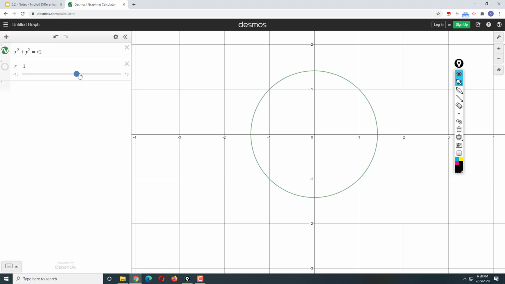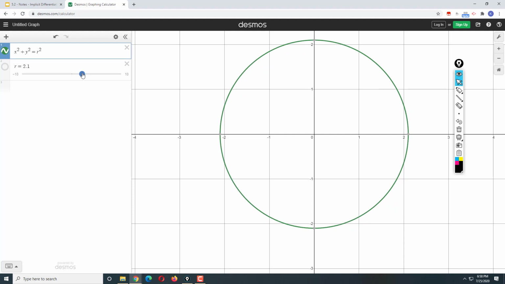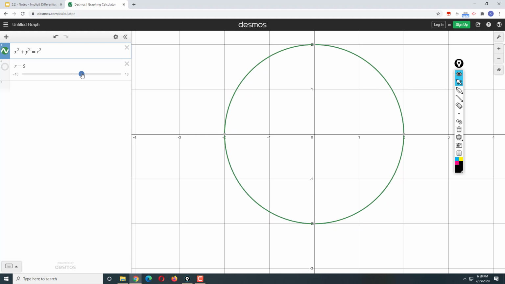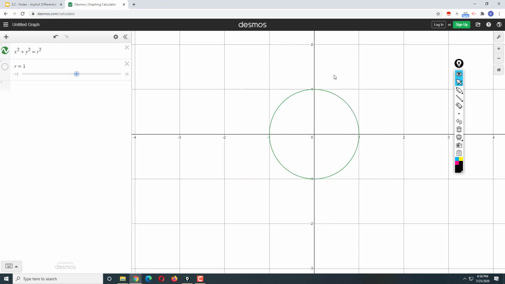If r is 1, there you go. Well, if r is 1, then what we have here is a circle with radius 1. If r is 2, then we have a circle with radius 2, and so forth. So this is just the equation of a circle with radius r.